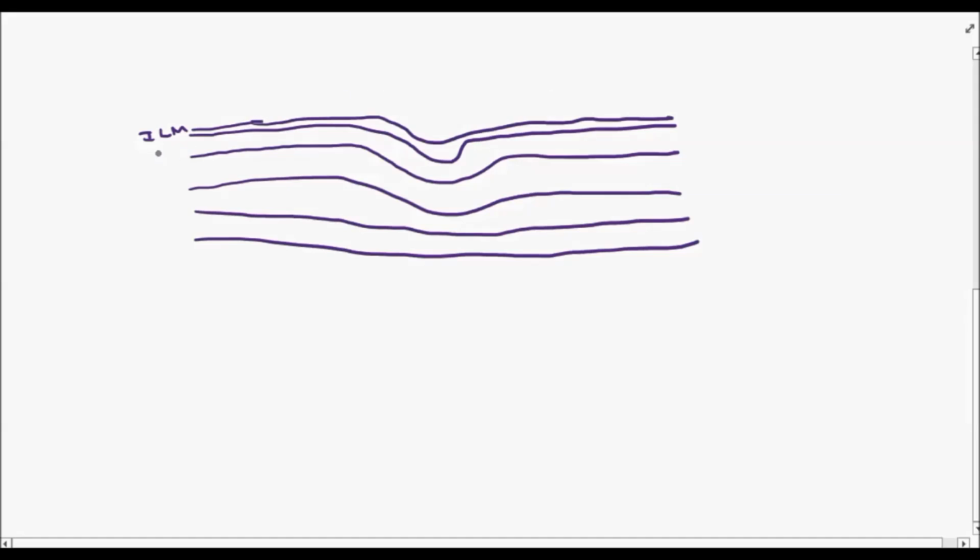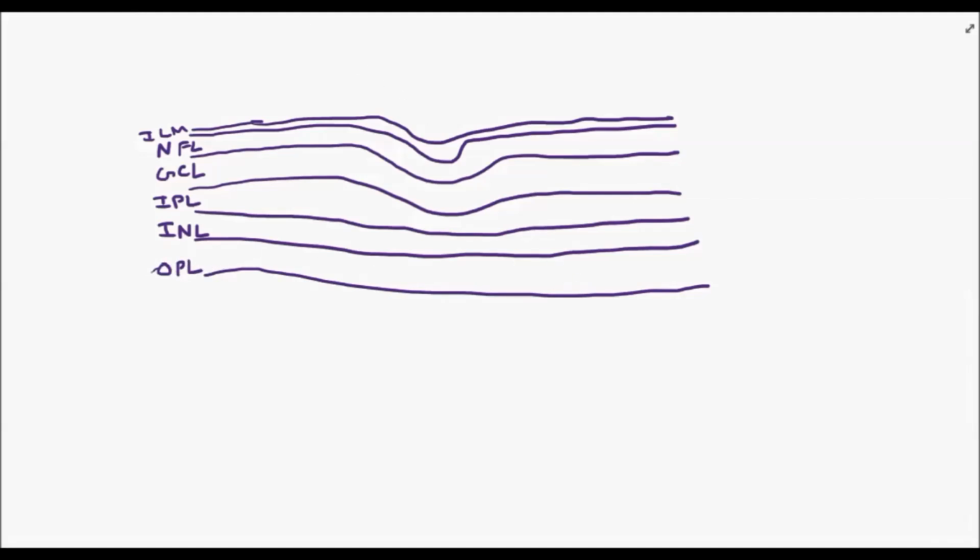So the first layer is the ILM, the second is the NFL, the GCL. I'll tell you the full forms. The first, ILM, is the internal limiting membrane. Next is the nerve fiber layer, then the ganglion cell layer, inner plexiform, inner nuclear, and outer plexiform layers.